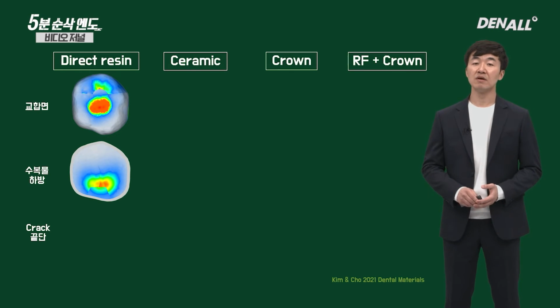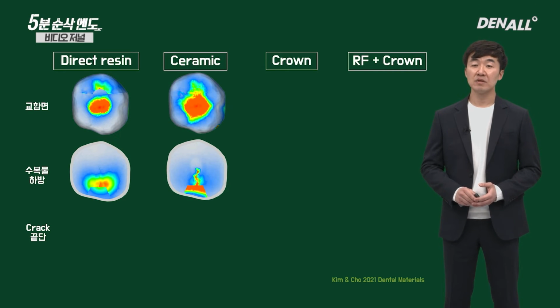Let's look at the results. Resin, on the occlusal surface, the stress is concentrated in a small area and a lot of stress is delivered to the inferior portion of the restoration. In the case of ceramic, on the occlusal surface, it is distributed more widely, and you can see the red bit around the crack line and proximal box on the restoration. A more stronger force is delivered.